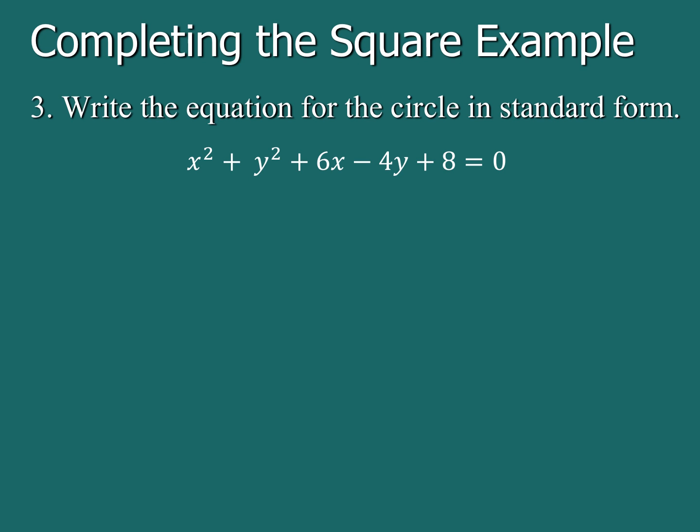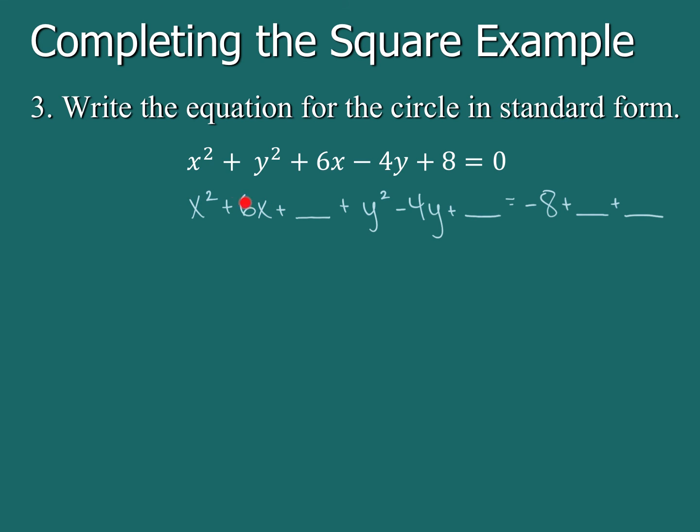So here I'm asked to write this equation, which right now is in general form, in standard form, which will help me to see both the center and the vertex. The first thing I want to do is group my x terms together and my y terms together and move this positive 8 over to the other side, so it will be negative 8.